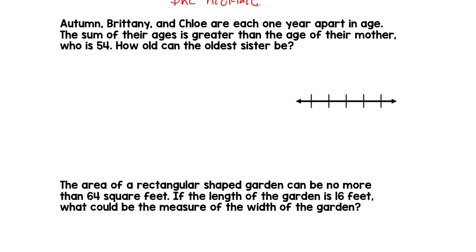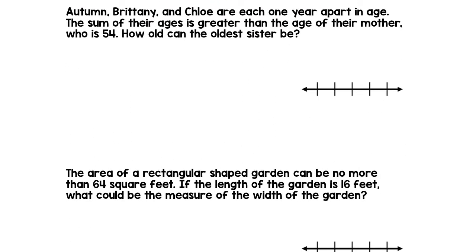Let's do another one. Autumn, Brittany, and Chloe are each 1 year apart in age. The sum of their ages is greater than the age of their mother, who is 54. So this is one of those consecutive integer problems. Autumn is x years old. Brittany's a year older than that. That's x plus 1. And Chloe's a year older than that. That's x plus 2. The sum of their ages is greater than their mom, who's 54. How old can the oldest sister be?